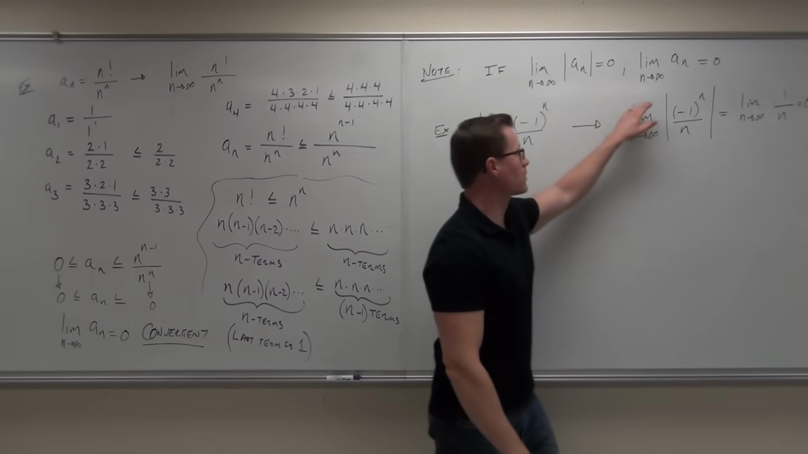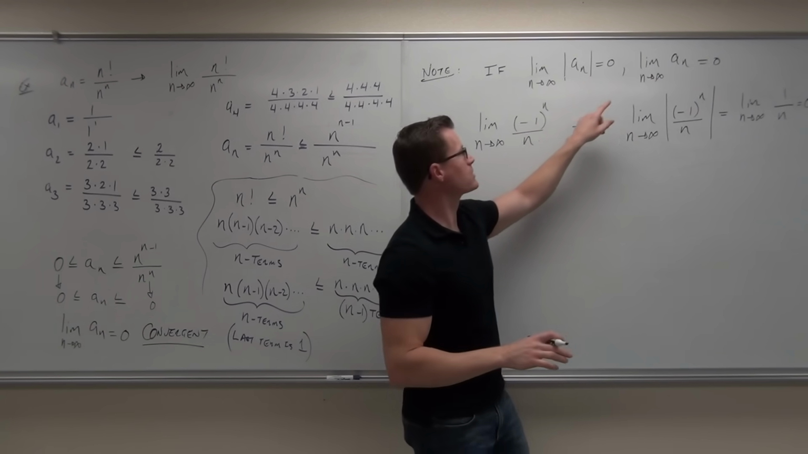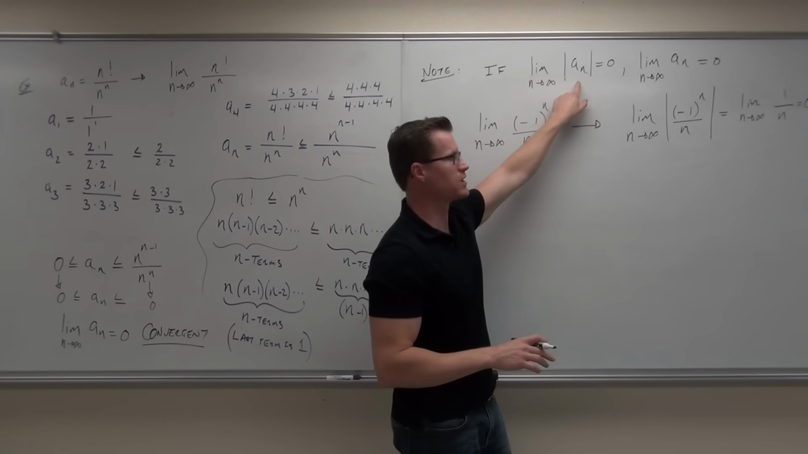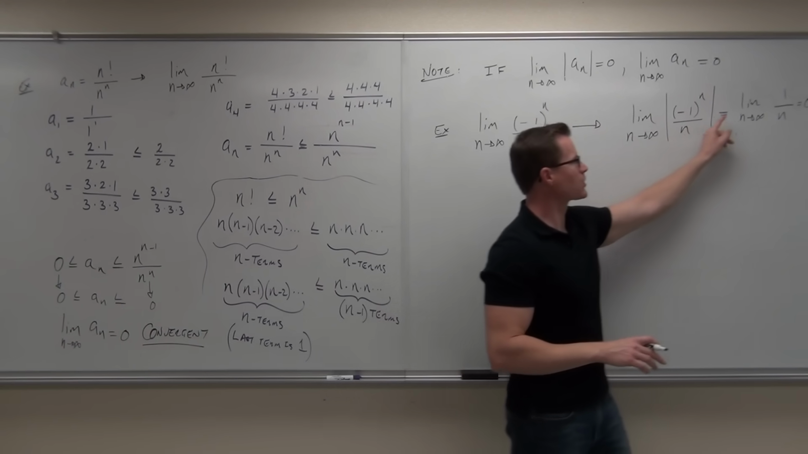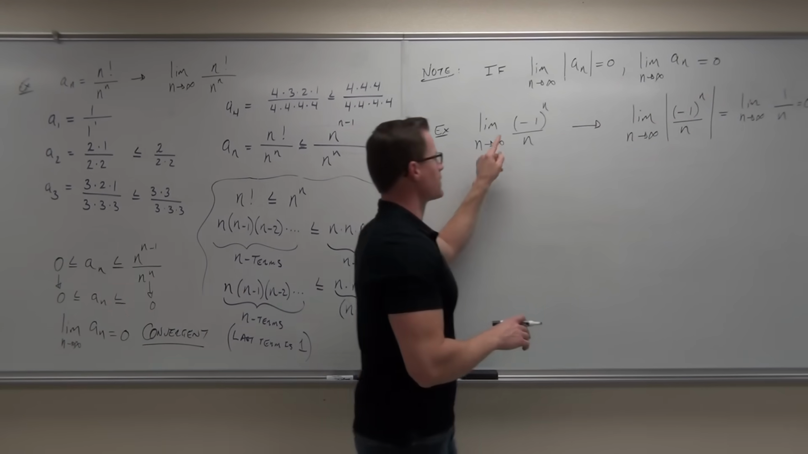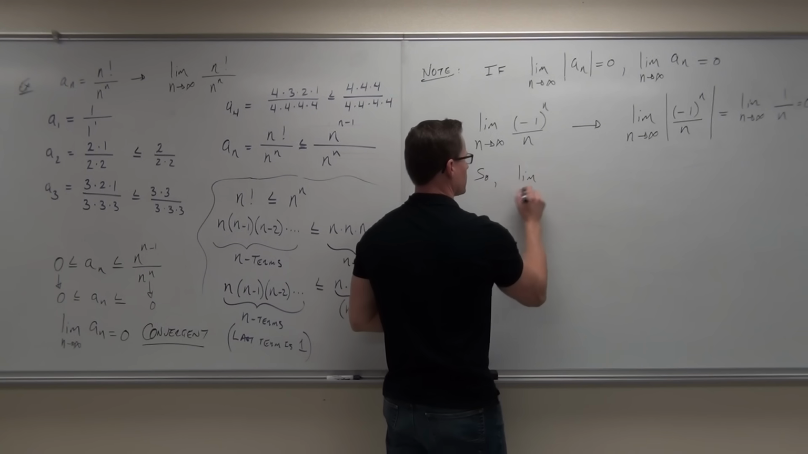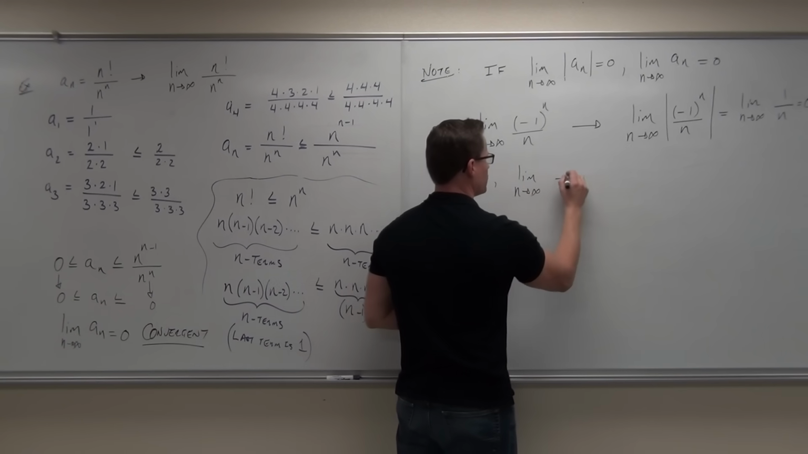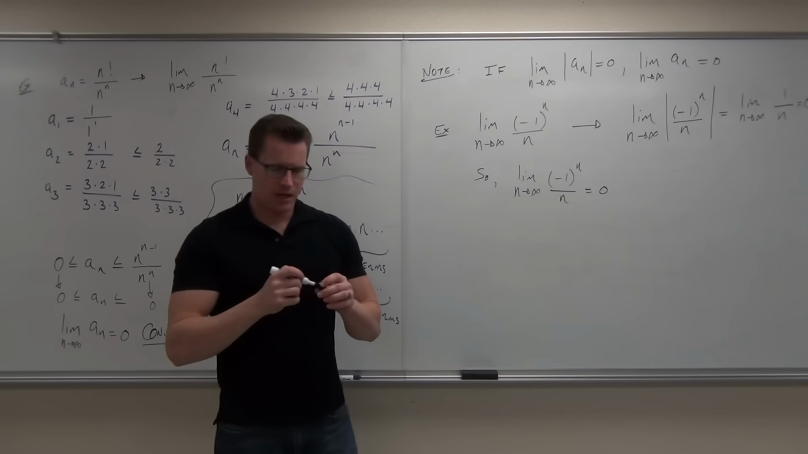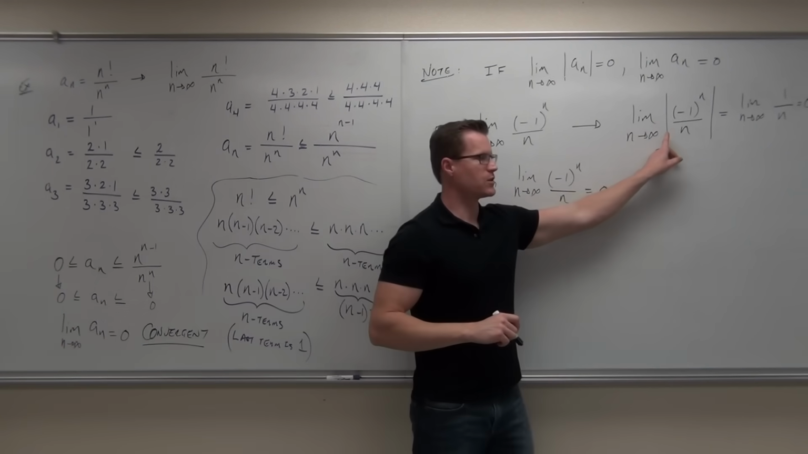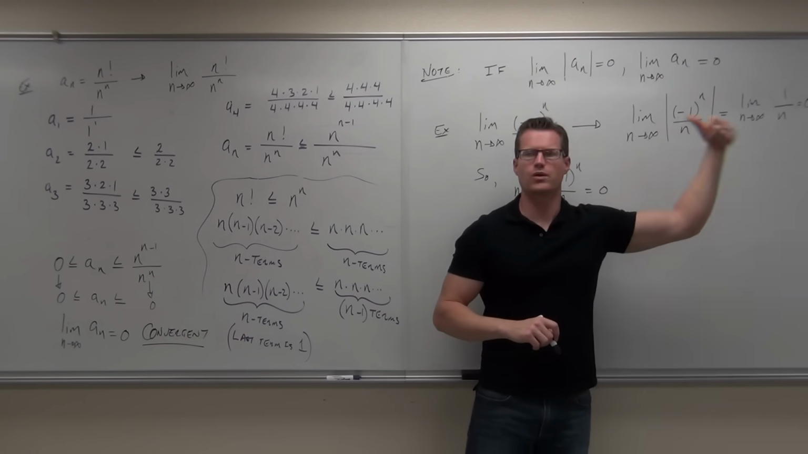And here's where our little theorem comes in. It says take your sequence, whatever you had, take the absolute value of your sequence. Here's our sequence. Let's take the absolute value of our sequence. If this limit works out to be 0, what's it tell you about this limit? It's also 0. So the limit as n approaches infinity of (-1)^n over n is also 0. If the limit of the absolute value of the sequence equals 0, the limit of the sequence itself also equals 0.